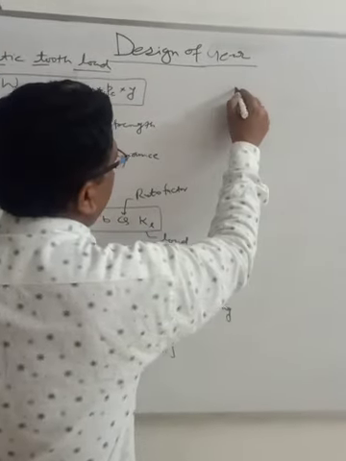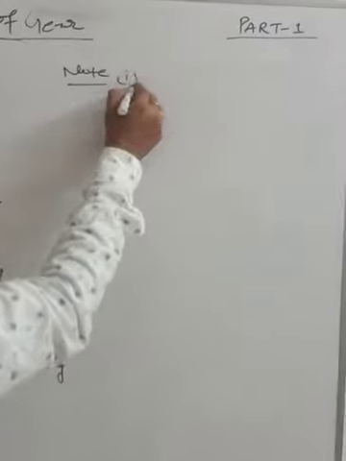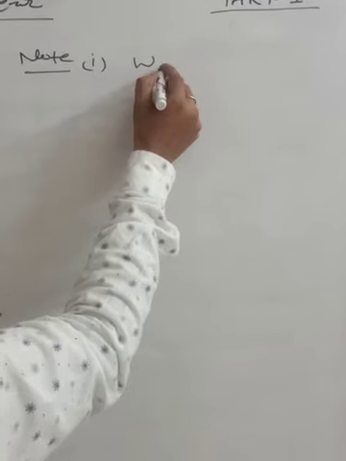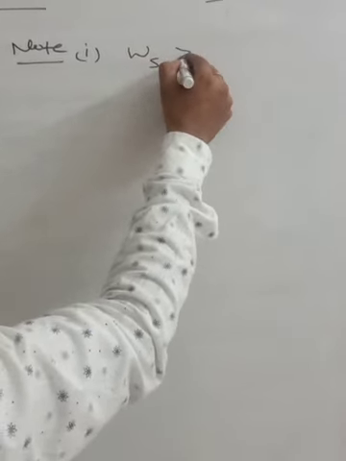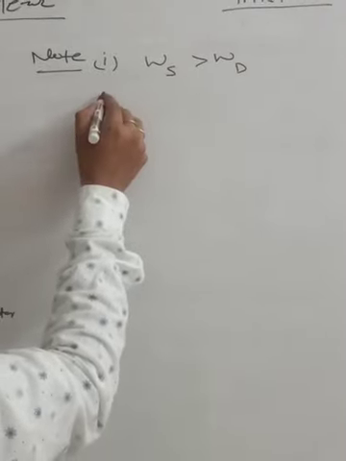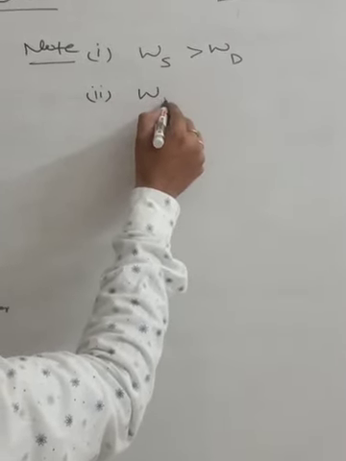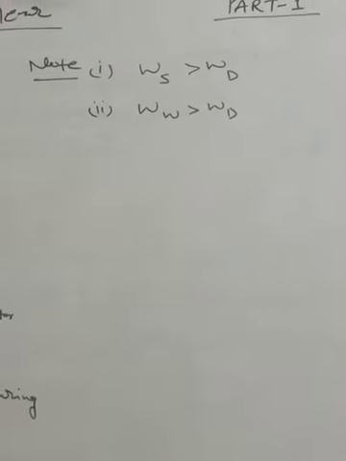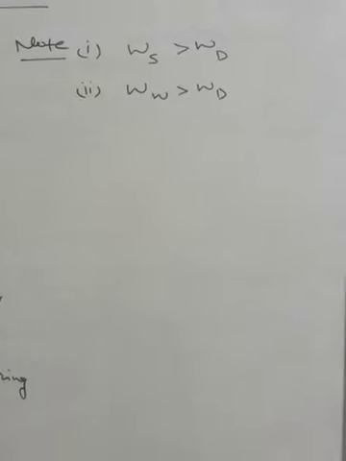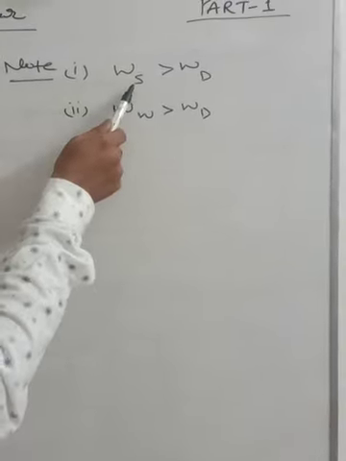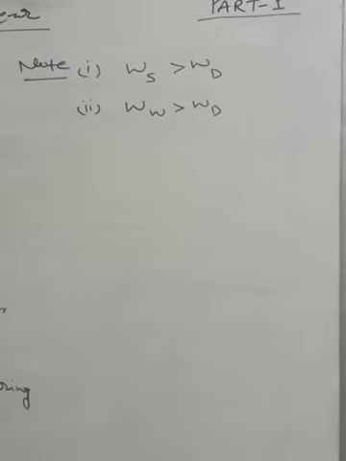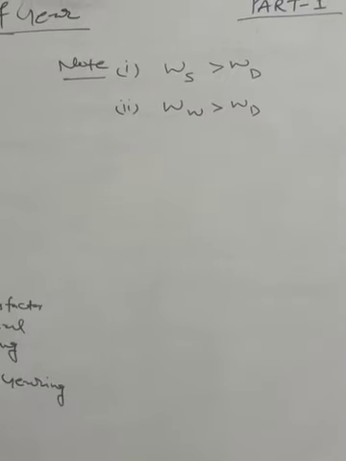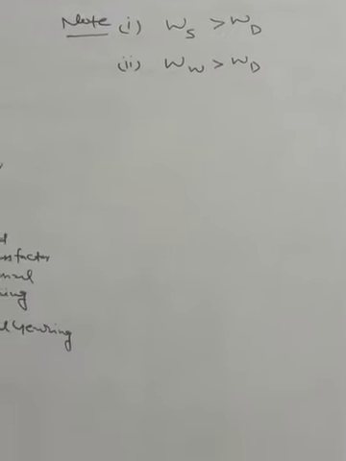Now in complete designing, the value of the static load should be greater than the dynamic load, and second, the wear load also should be greater than the WD. It means the dynamic load should be less than the static load and wear loads. This is our design procedure.